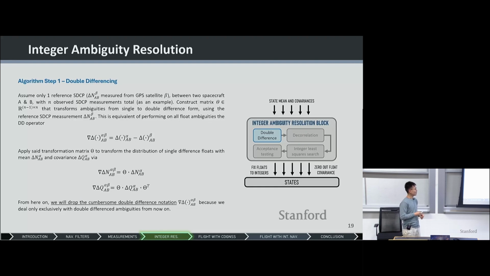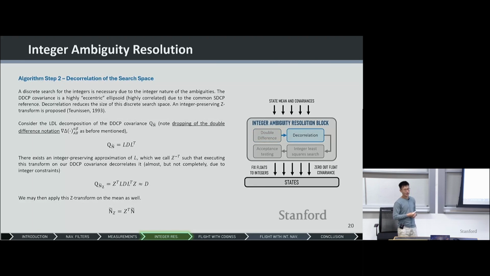Similarly, this transformation matrix can apply as well to the covariance. So if you're estimating single difference ambiguities or double difference ambiguities, you would have access to their covariances as well as part of the Kalman filter. You can apply the same transformation to convert a single difference float ambiguity covariance to a double difference float ambiguity covariance using the similarity transform.